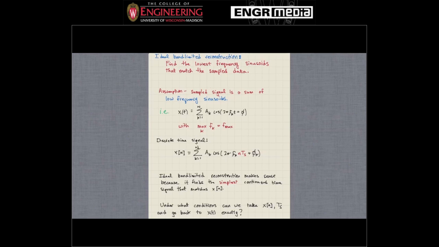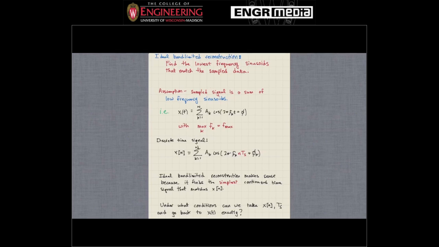All right, so when we talk about this, we're going to make the assumption that the sampled signal is from a sum of low frequency sinusoids. This can be made very general, but we won't really look at that in this class. So we're making the assumption x of t is this sum of n different sinusoids, and one of them has a maximum frequency, which we denote f max.